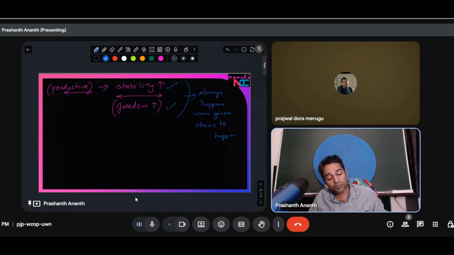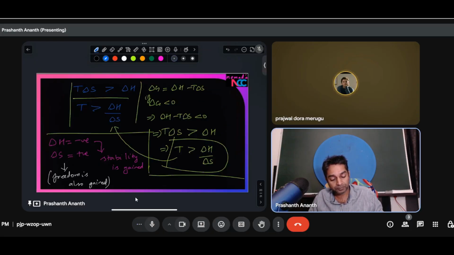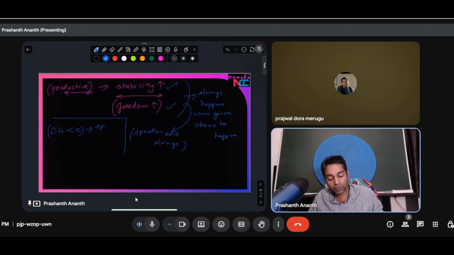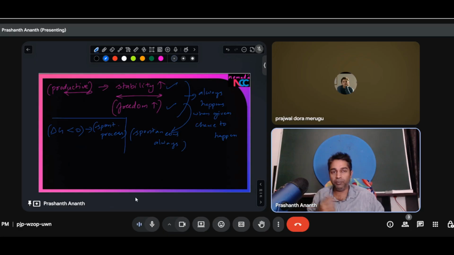So you can think that this process is going to be spontaneous always. So again, I am now defining a new term over here called spontaneity. Delta G is less than 0, we call that process a spontaneous process. A spontaneous process, that process happens or can happen by itself. It doesn't need any external impetus to happen. It will happen by itself, no problem. So that is called a spontaneous process.